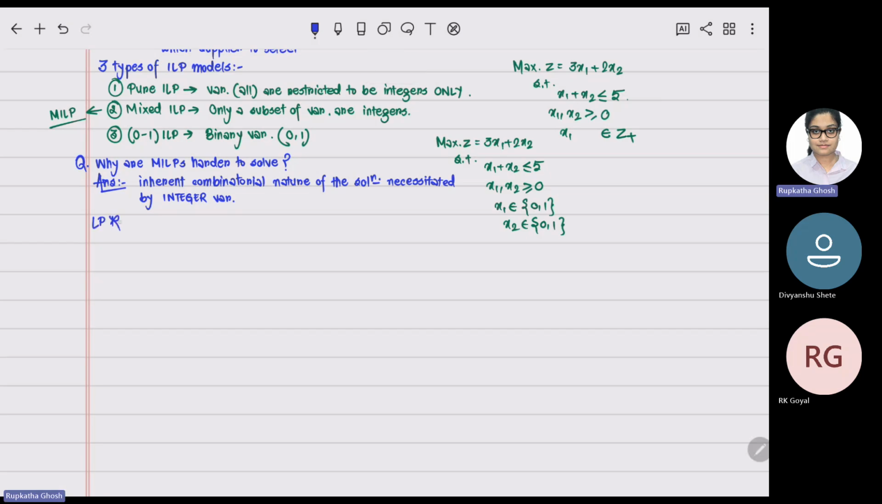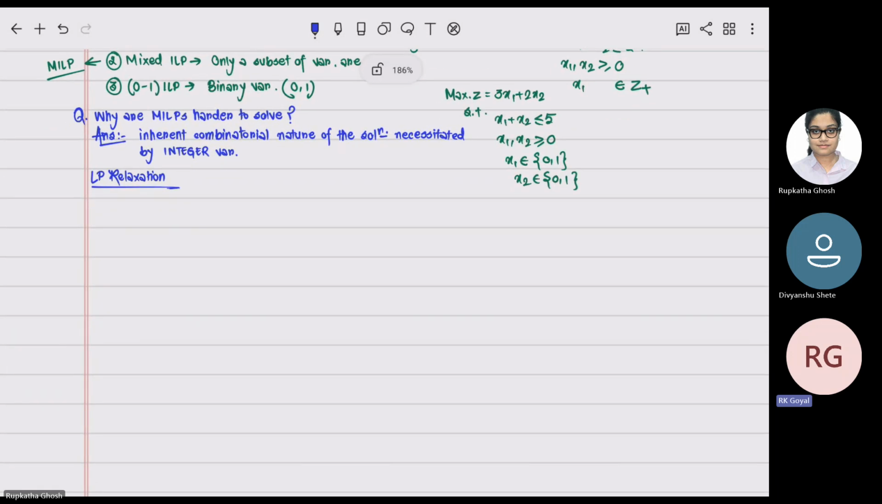The next thing that we study is called LP relaxation. Any idea or anything which hits your mind after hearing this? From the term relaxation, probably for some time we allow the fractional values instead of the integer ones. Exactly. So LP relaxation is always obtained by omitting all integer or 0, 1 variables.